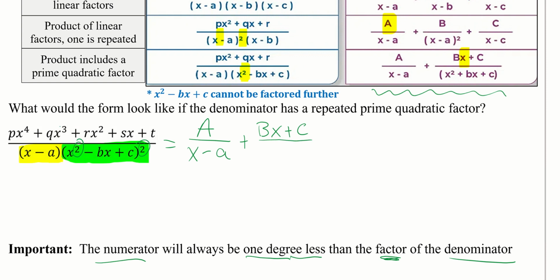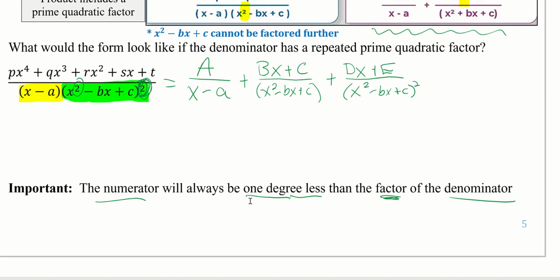Okay, so you always do one less, and then you keep going down until you get to the constant c, right? And then we do the factor one time, x squared minus bx plus c. Right? Now we do the same thing. Since the factor itself is squared, we repeat it, and so now keep going. So dx plus e all over the factor itself squared. Cool. So right now it looks a little bit wonky, but once you get a few of these under your belt, they go pretty quick.